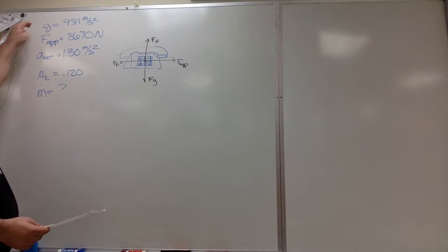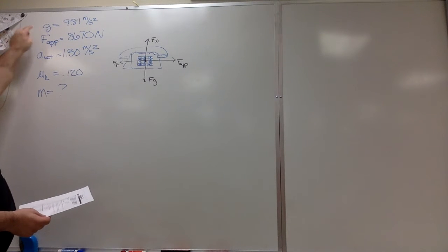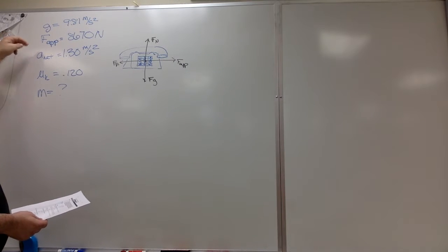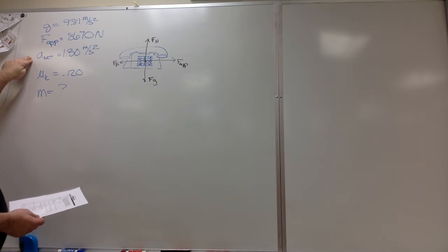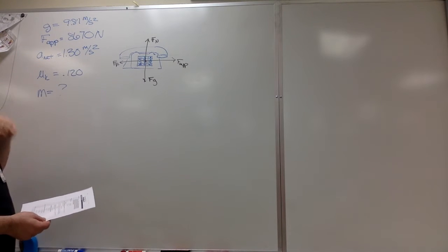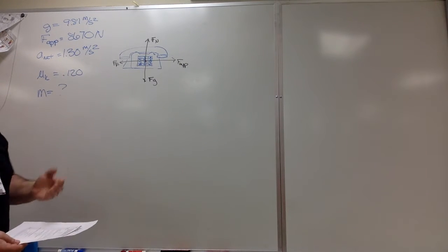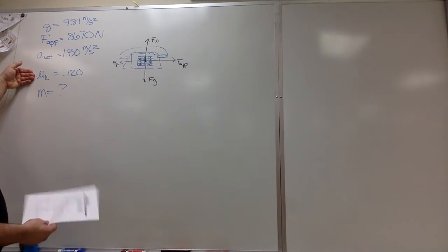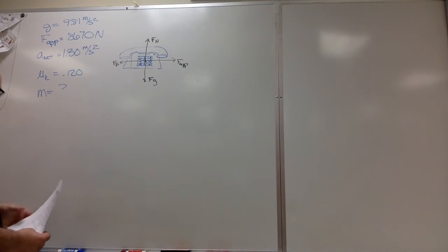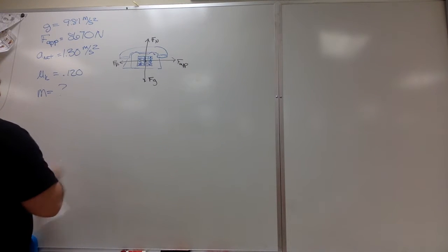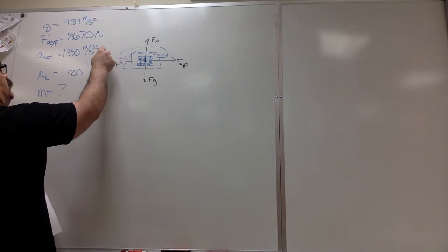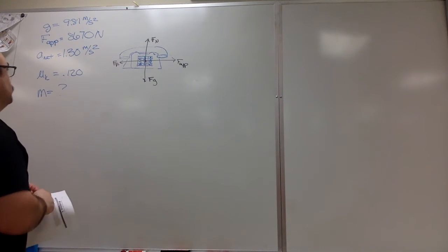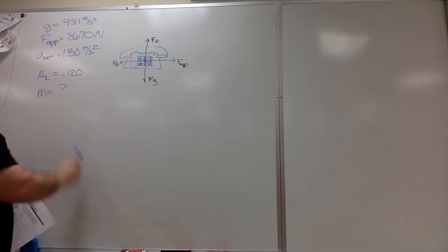So again, what do we know? We know gravity equals 9.81 meters per second squared on average. We know the applied force was 8,670 newtons. The net acceleration is 1.30 meters per second squared forward, whatever direction we decided they were going. Mu sub k is 0.120. Assume forward for both of those. Those are vector quantities, we do have a direction, it's just assume forward. We want to find the mass.